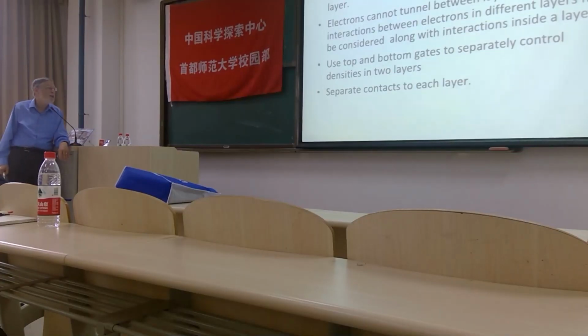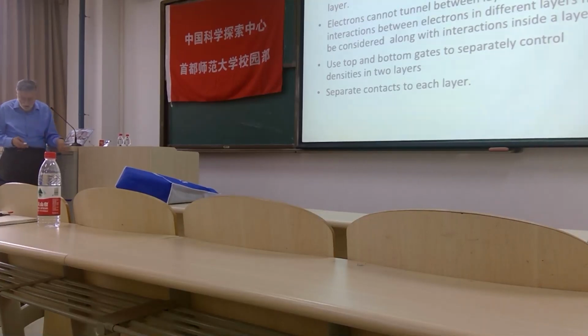Now double layer. So as I said, we have 2 layers separated by an insulator, no tunneling. We're going to study tunneling between the layers later, but for now it's just Coulomb interactions. And the nice thing about this is that when it's a good insulator, we can make separate contacts to the 2 layers, and also you can control separately with the gates the electron density in each layer, and you can measure a lot of the things that you couldn't measure with a single layer.